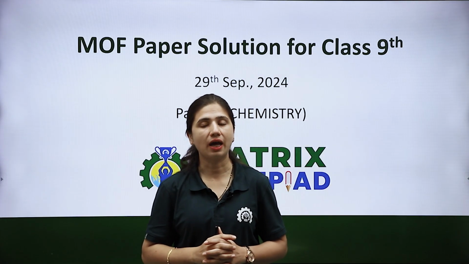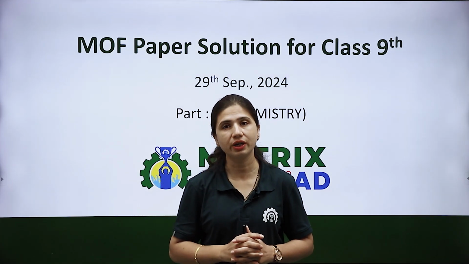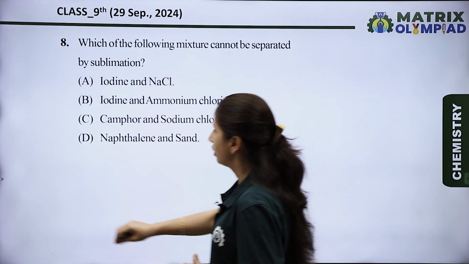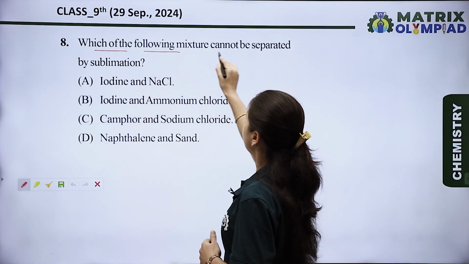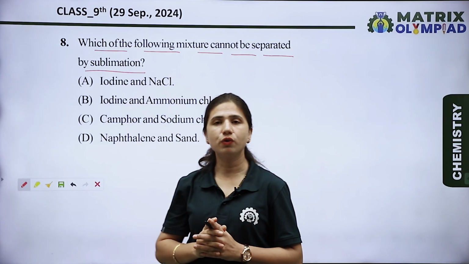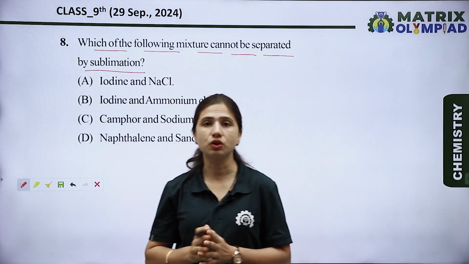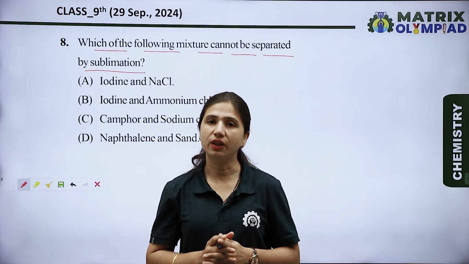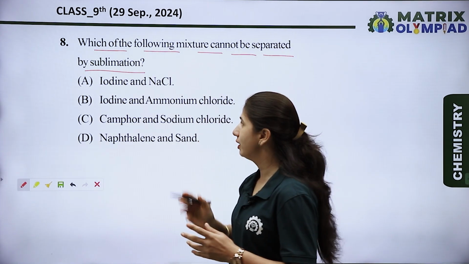Now we will discuss the MOF paper solution of class 9, which was conducted on 29 September 2024. Okay, let's see the question. Which of the following mixture cannot be separated by sublimation? First we will discuss the process of sublimation. Sublimation is a process in which solid components are directly converted into vapor phase without converting into the liquid state.